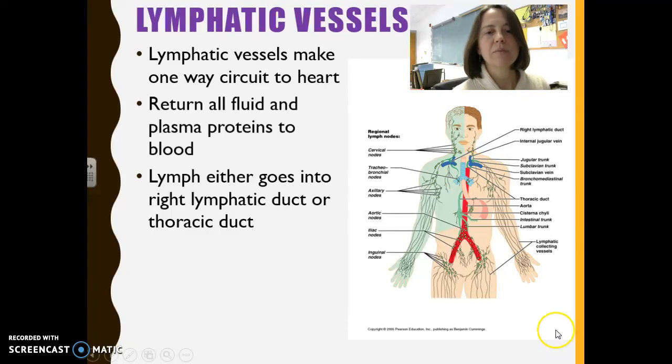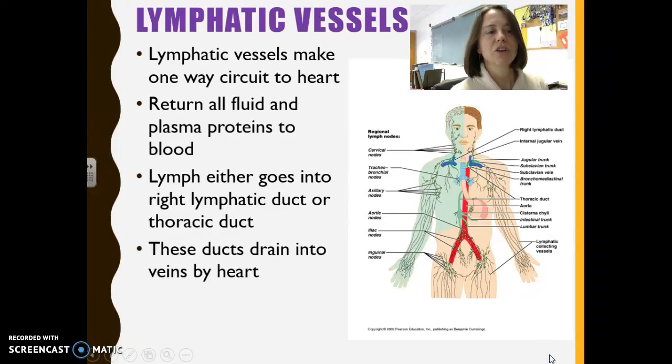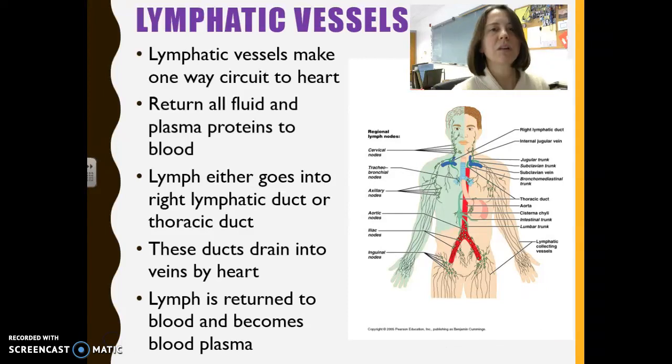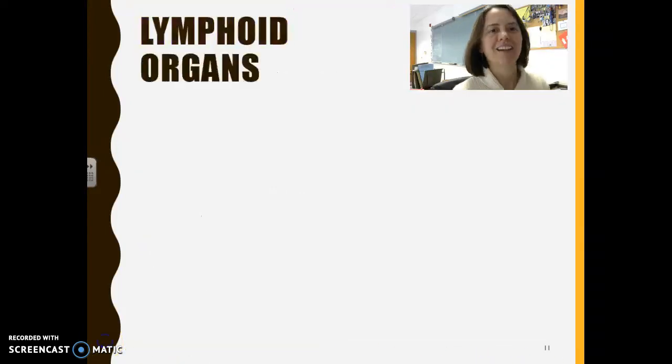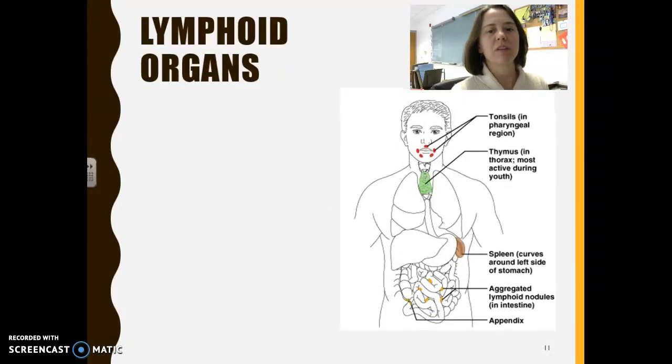And then the right lymphatic duct is up here, and that would also dump into your jugular vein, which would go into the superior vena cava. So these ducts drain into the veins by the heart. The lymph is returned to the blood and becomes blood plasma. Okay, so let's talk about the lymphoid organs in your body. Here's a picture showing where they are.